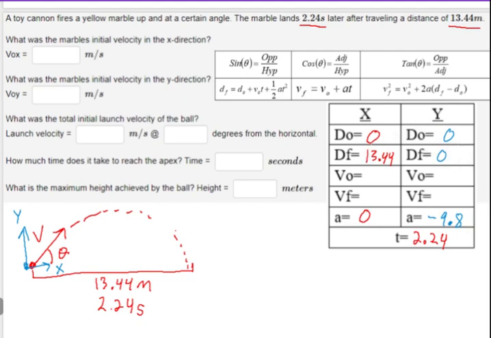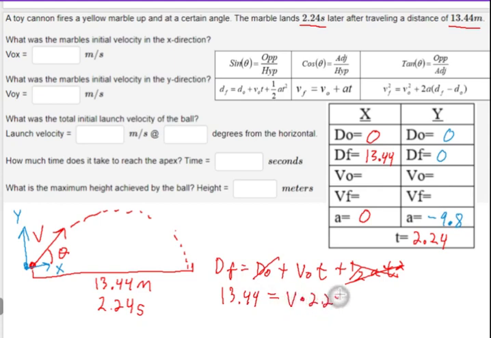We could start with the x or the y. I'm going to go ahead and start with the x because I think that one's slightly easier. So for the x, I'm going to solve for V0. In order to do that, I'm going to use Big Dog. So Big Dog says df equals d0 plus V0t plus 1/2 at squared. In the x direction, this whole thing is 0. So I'm just left with df, which is 13.44, is equal to, d0 is also 0, is equal to V0 times t, which is 2.24.